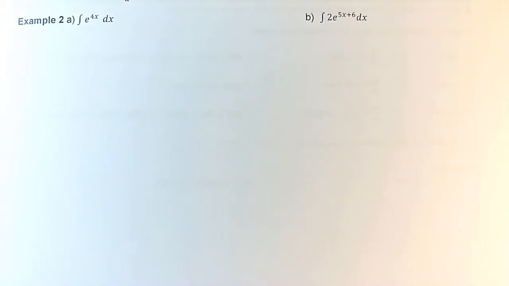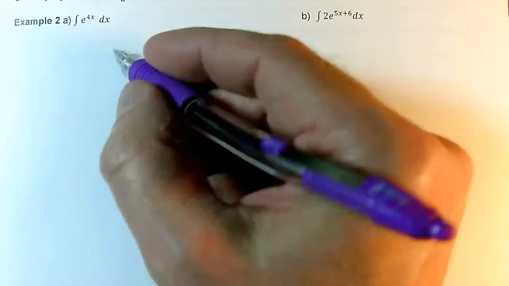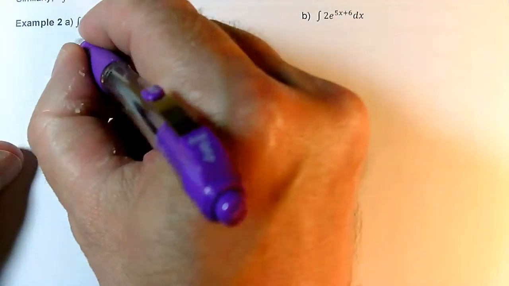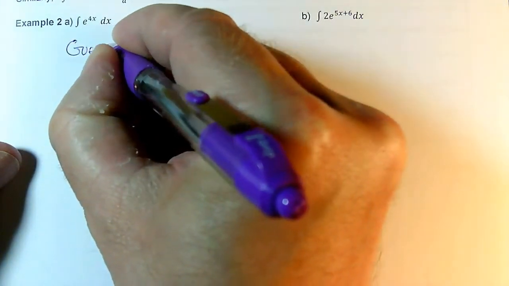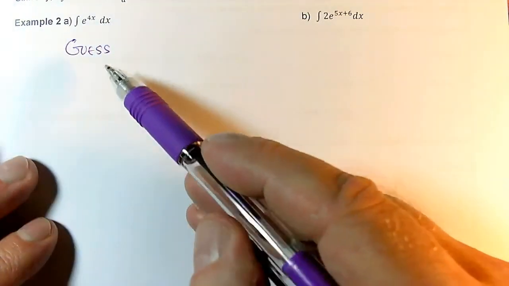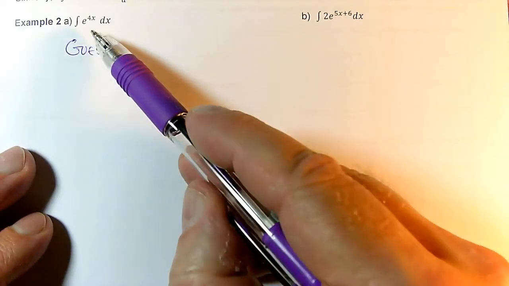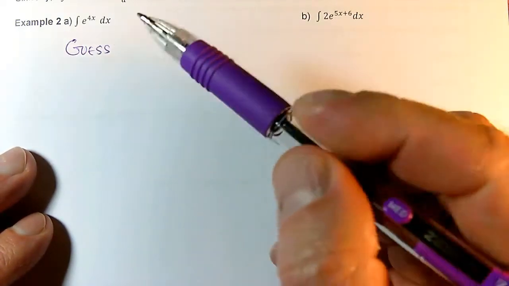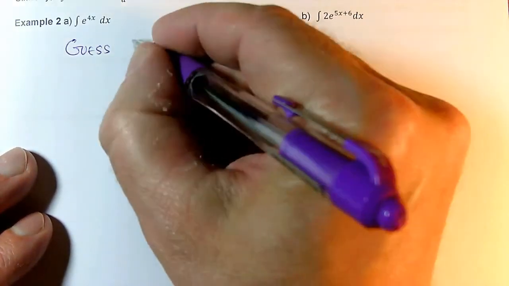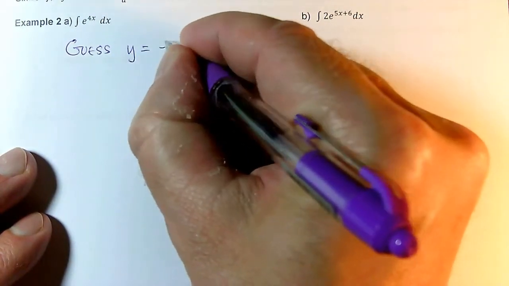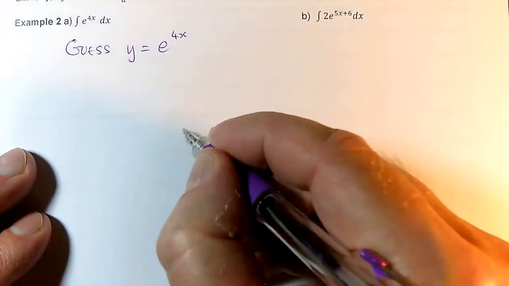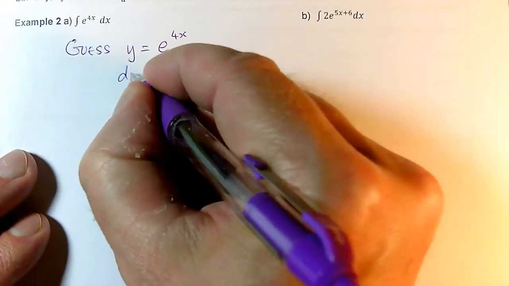Okay, let's do some more integration. I'm going to introduce integrating e to the x, but let's do one example using guess and differentiate. What would we guess would be the kind of thing that when I differentiate it, I would get e to the power of 4x? Well, I know that e's stay as e's when I differentiate, so I'm just going to guess y equals e to the 4x. Okay, let's try differentiating my guess.